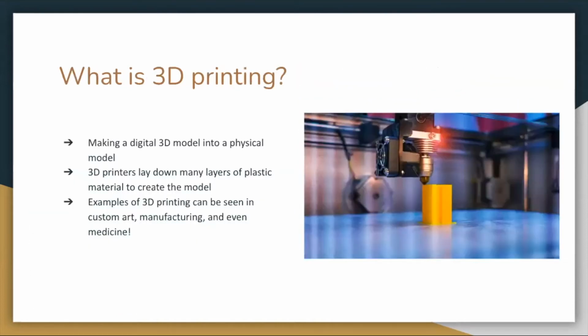And for all of you wondering, what is 3D printing? 3D printing is basically taking the 3D design that you made in CAD and making it physical. 3D printers lay down a lot of layers of plastic, and then they create a 3D model. Examples of this can be seen everywhere, like in the previous slide, like custom art, manufacturing, and even medicine is using 3D printing.